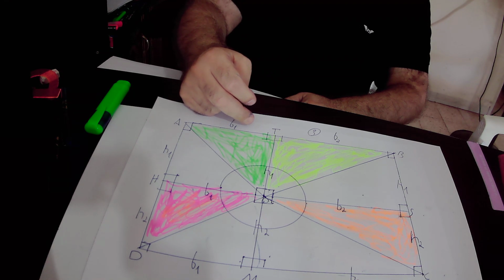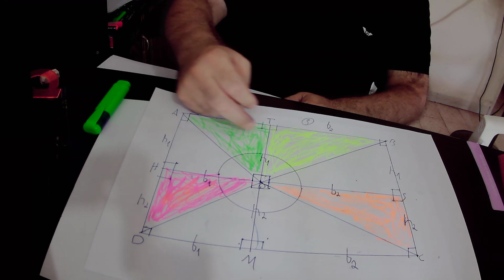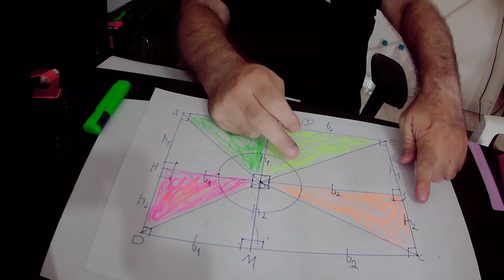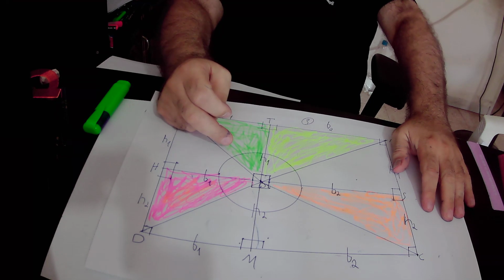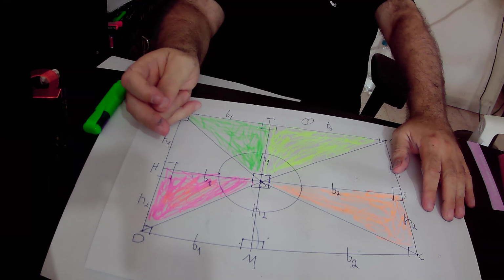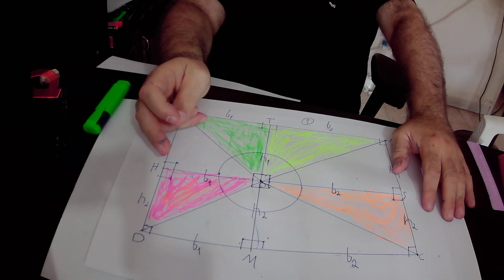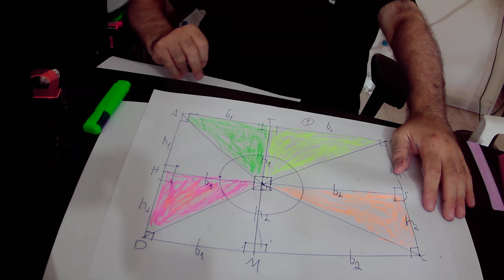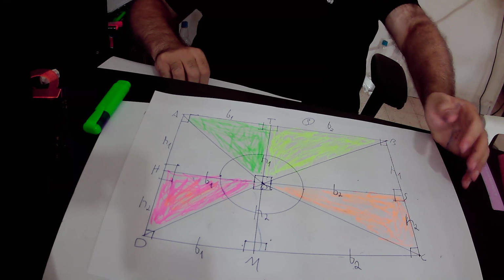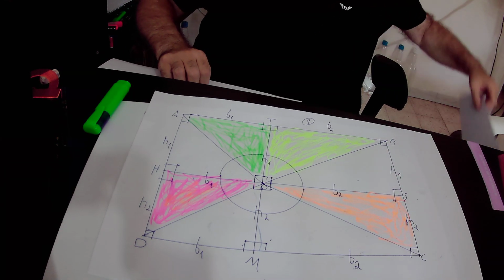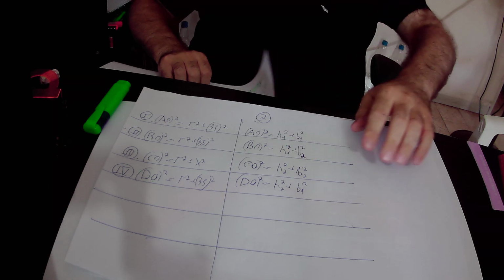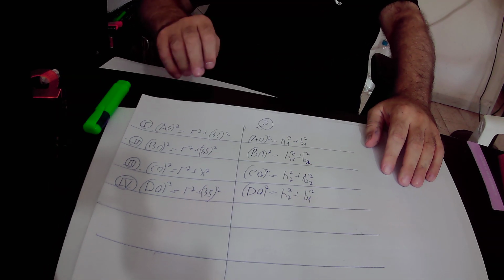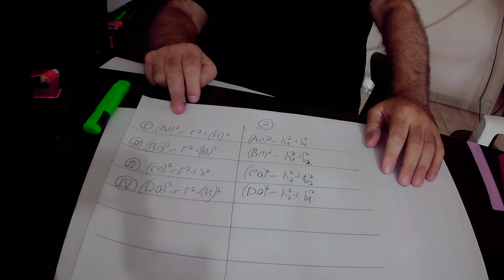Then in the orange triangle OSC, B2 square plus H2 square equals OC square. In the big triangle ODH, B1 square plus H2 square equals DO square. Okay, so in this way we created those four equations.